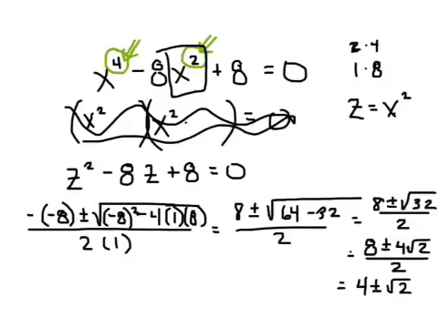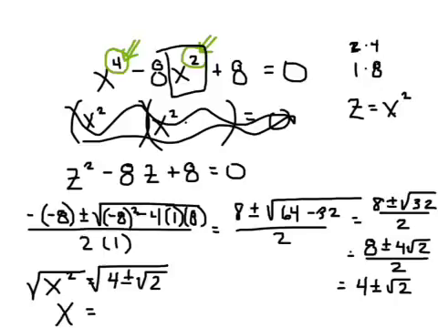Now that's not the official answer because that was the answer for z, not x. So now I have to take x squared and set it equal to 4 plus or minus the square root of 2. And in order to get rid of something squared, you square root it. Now keep in mind, you cannot square root a negative number. However, if I do 4 plus root 2 or 4 minus root 2, I'm dealing with positives. So as far as my answer goes, I am okay with leaving it like this.